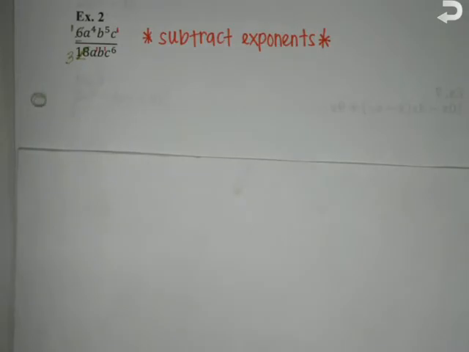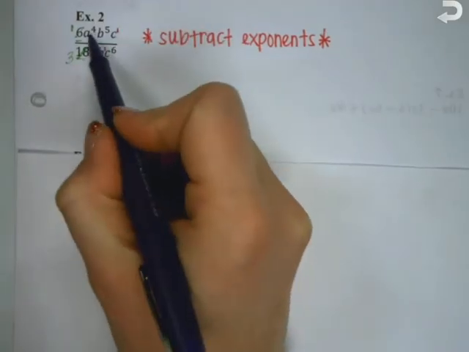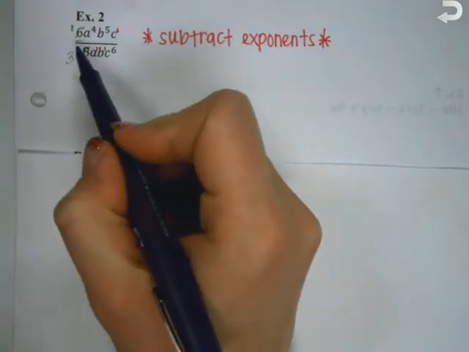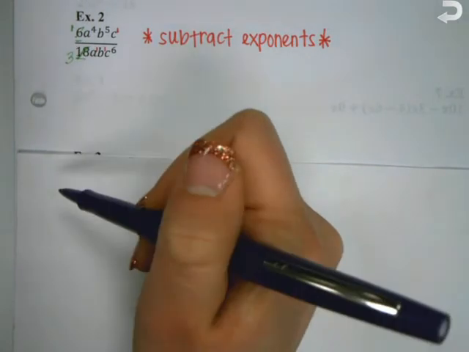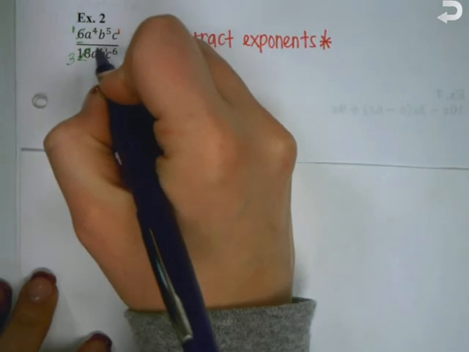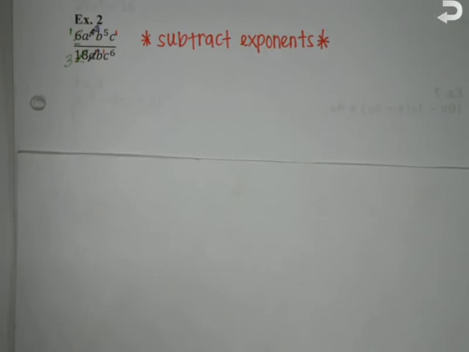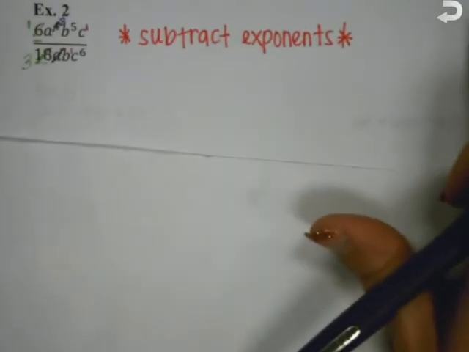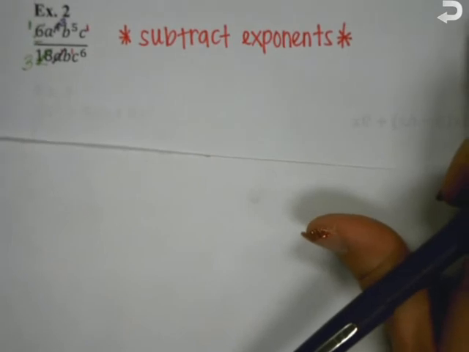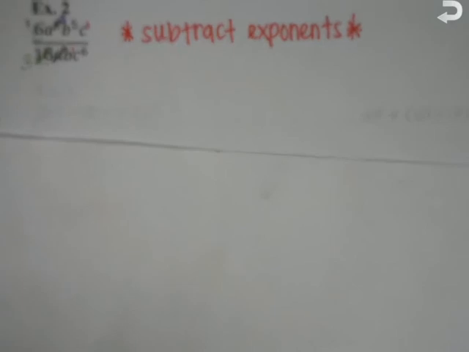Okay, now we're going to look at the a's. I have a to the 1st down here, and a to the 4th up here. So what is that going to give me? A to the 3rd. And will that be on top or on bottom? On top, because 4 is bigger than 1. So we cancel that one, and we change the 4 to a 3. Let me zoom in on that. Is that easier for you guys to see? There we go.